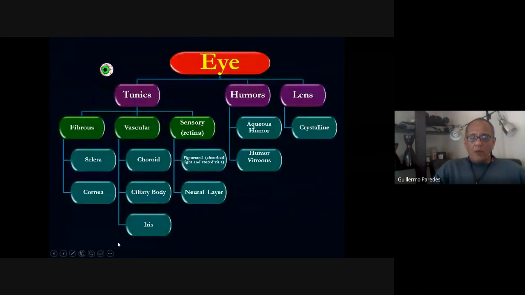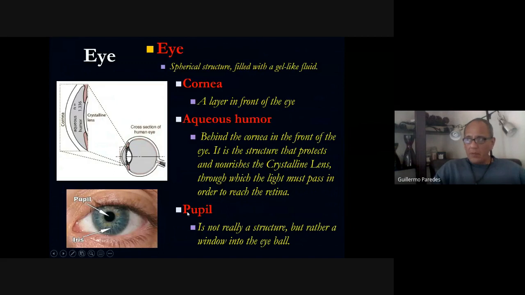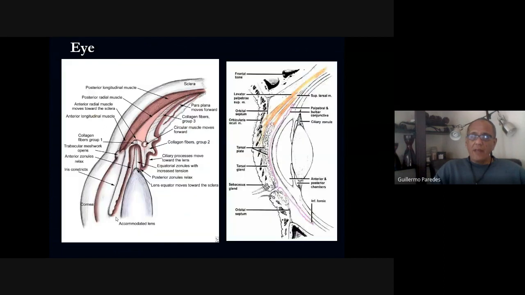So we're talking about the pupil. That is not an anatomical structure. It's just the opening that is formed by the iris.